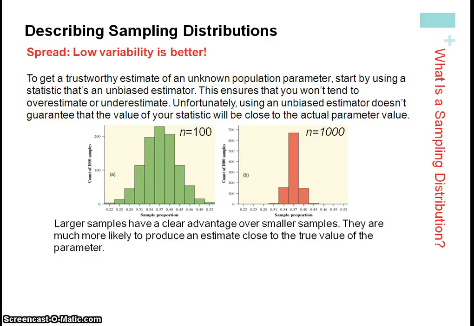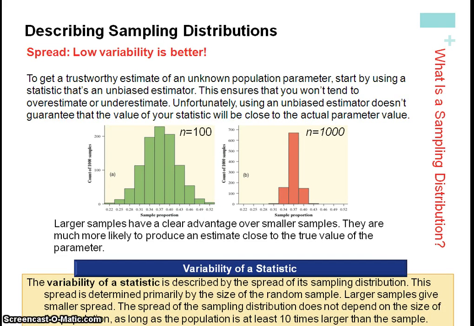Larger samples have a clear advantage over smaller samples. They are much more likely to produce an estimate close to the true value of a parameter. So if you use a larger sample, you have less variability, and therefore you'll be more likely to be closer to your population parameter. If you use a smaller sample, 100 is still a pretty good sample, but you're more likely to get a sample proportion that's farther away from the true value of your parameter.